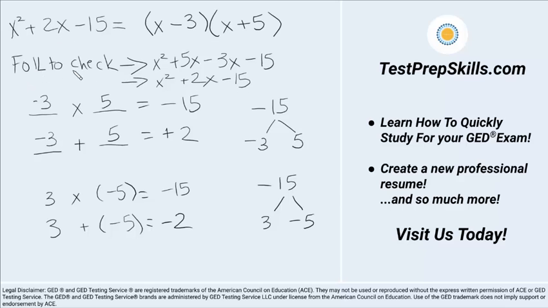So when we used our FOIL to check our factoring, to make sure we did our factoring correctly, we did end up with our original question, so we know we factored correctly, and our answer really is open bracket x minus 3, close bracket, open bracket x plus 5, close bracket.